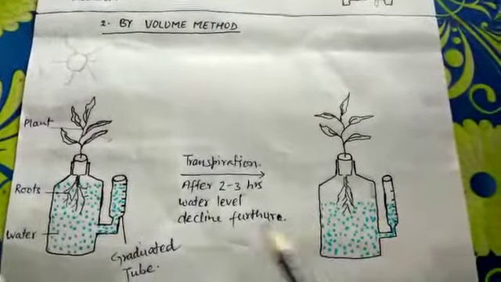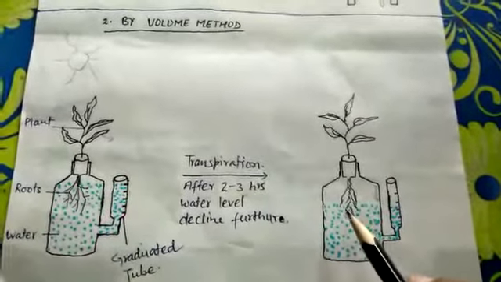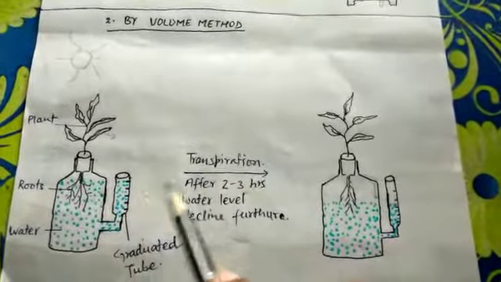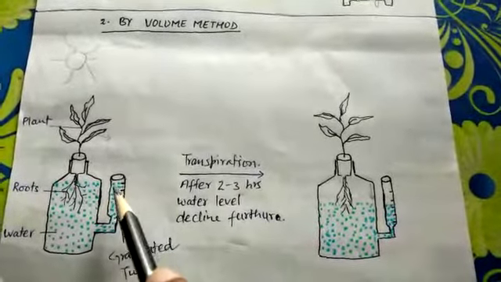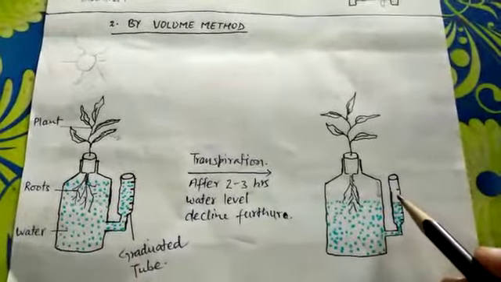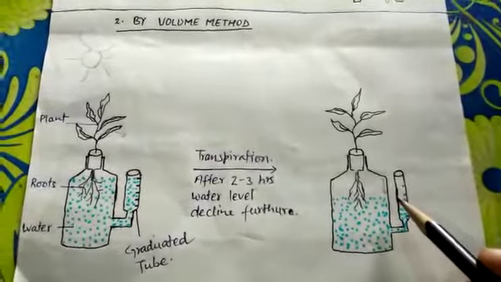So by the volume method, we can conclude that due to the process of transpiration the volume of water is finally reduced. Okay, so this is all about the volume method by which we can measure the rate of transpiration.